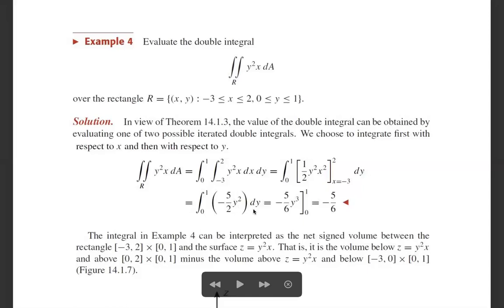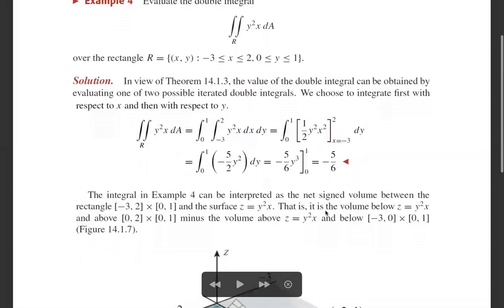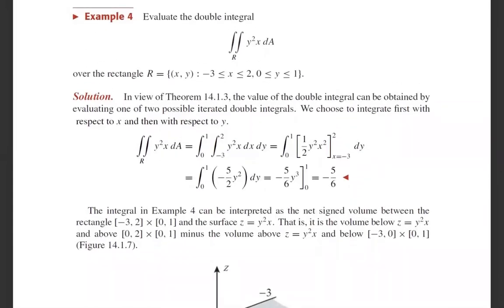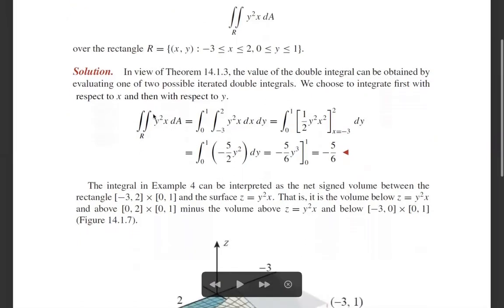Again integrate the function with respect to y. Minus 5 by 2 into y cube by 3, which is equal to minus 5 by 6 y cube from 0 to 1. Upper limit: minus 5 by 6 into 1, minus 5 by 6 into 0, which is equal to minus 5 by 6. The double integral over R of y square x dA is equal to minus 5 by 6.